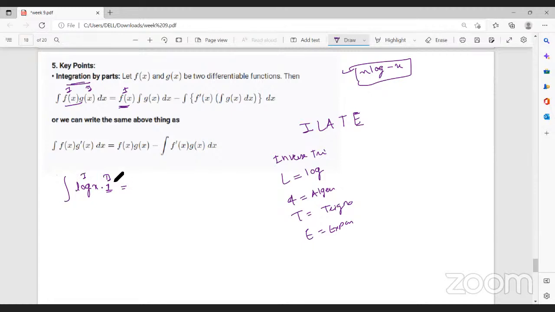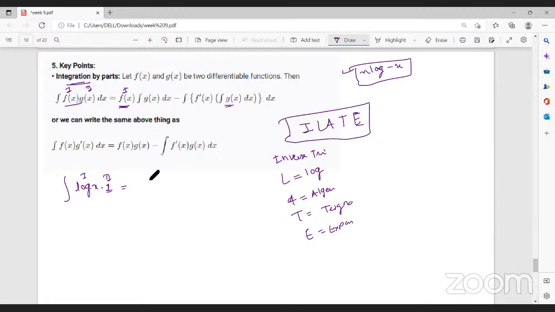So this ILATE, where exactly do we use it? Only for integration by parts, because we have to consider first and second function. We keep the first function as it is, integrate the second function, minus integral of the derivative of the first function into the integral of the second function, and again we have to evaluate. So which one to consider as first function and which as second? For that, we use ILATE.